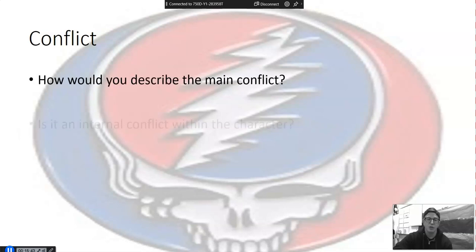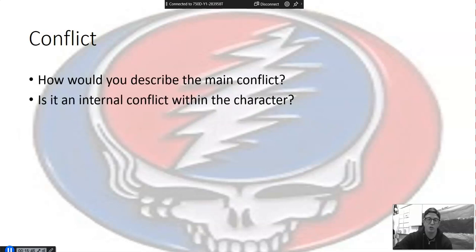Conflict. How would you describe the main conflict? Is it internal conflict within the character? Most of the stories that we read are internal. There's a lot of internal conflict. I like some external conflict, but a lot of short stories deal with internal, because it's harder to do external conflict with short stories. I mean, it's not always. There's plenty of ones with battling, fights, monsters, vampires, but most of the ones that we've read are all internal conflict, people within themselves.